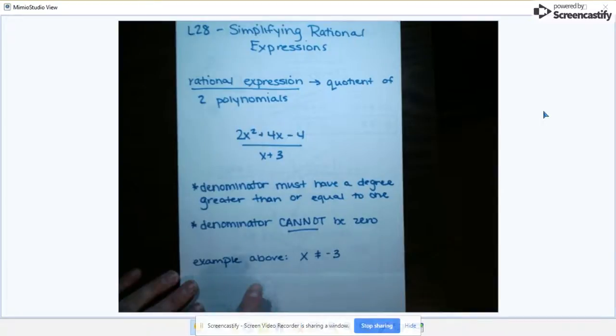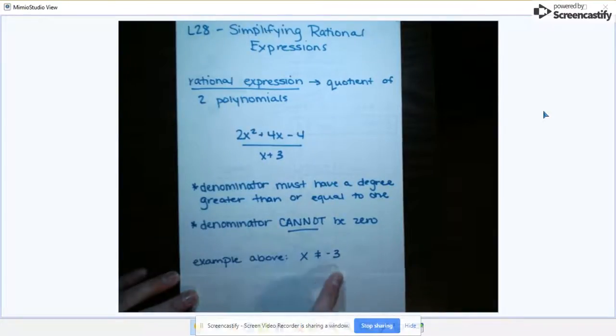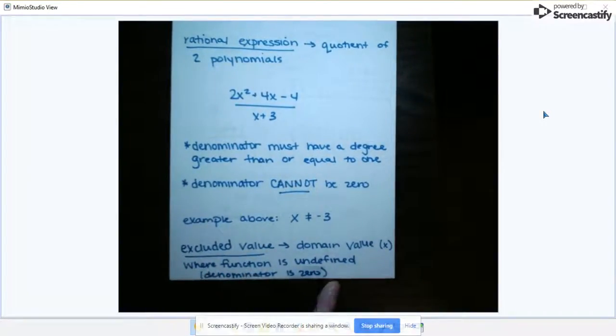But in this example, we said our denominator can't be 0 ever. In this example, -3 would make our denominator equal to 0. And that's what we call an excluded value. So it's an x value. Remember, x is in your domain. So it's an x value where our function becomes undefined. And undefined in this case is just when your denominator is equal to 0.